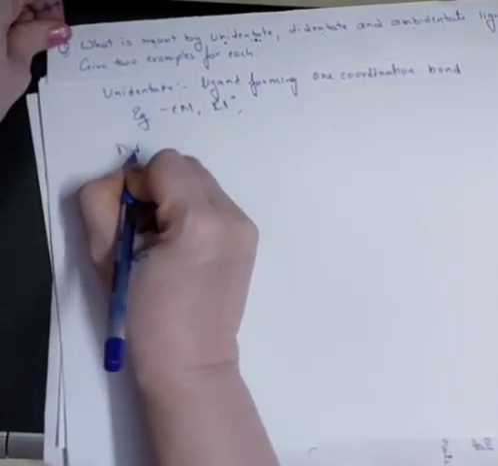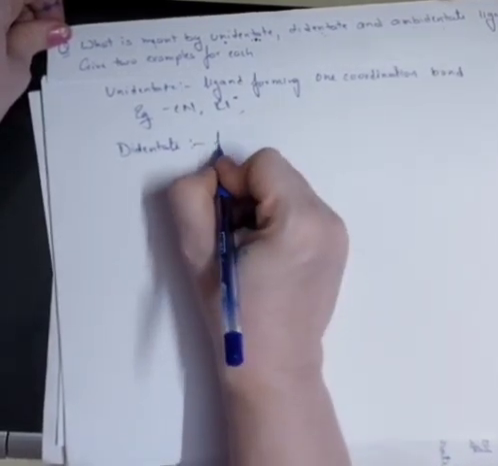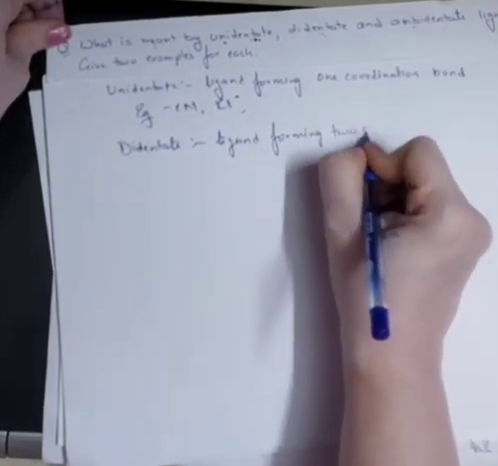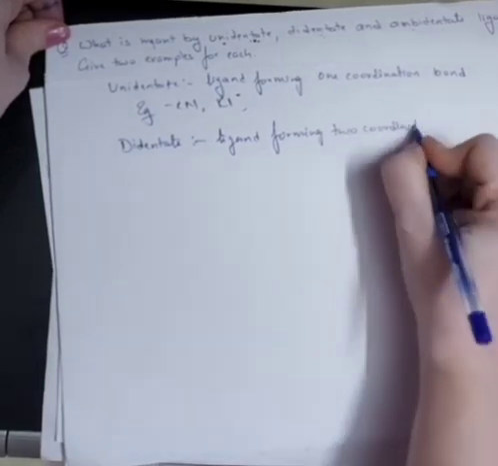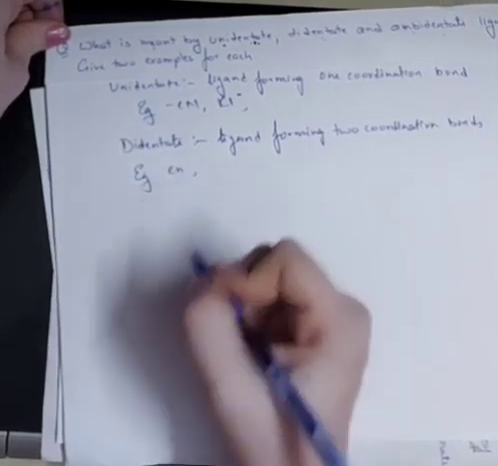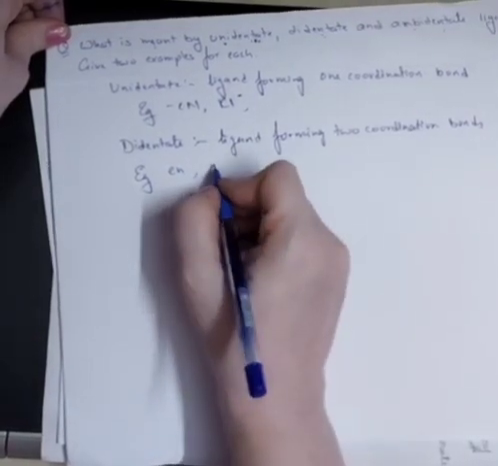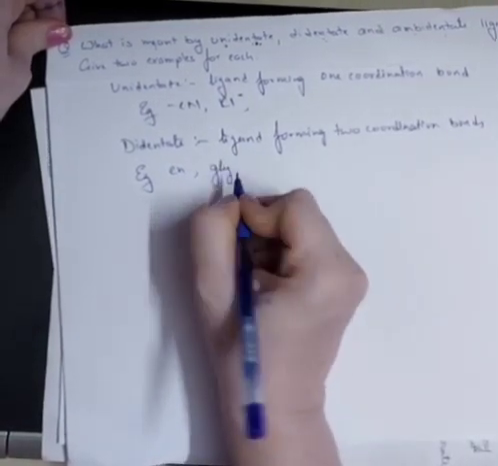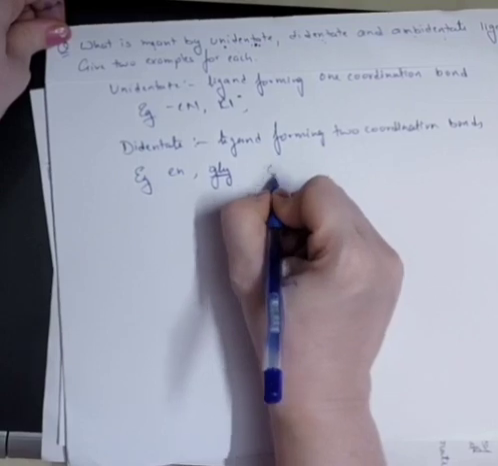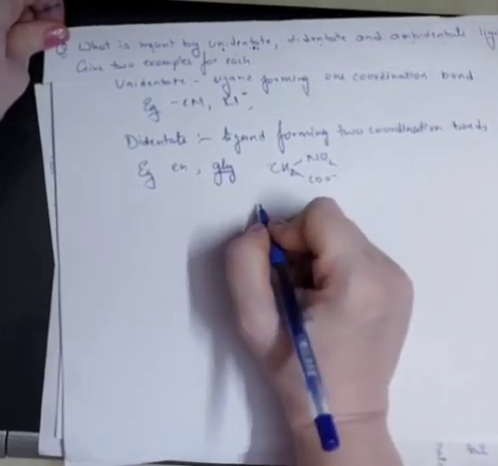Similarly, if they are asking didentate, in that you can give the example here, ligand forming 2 coordination bonds. Example, ethylenediamine. Okay, and another example is glycinate. Glycinate, I am just writing the abbreviation here. The structure of glycinate is CH2, NH2, COO minus. So it is actually an amino acid.